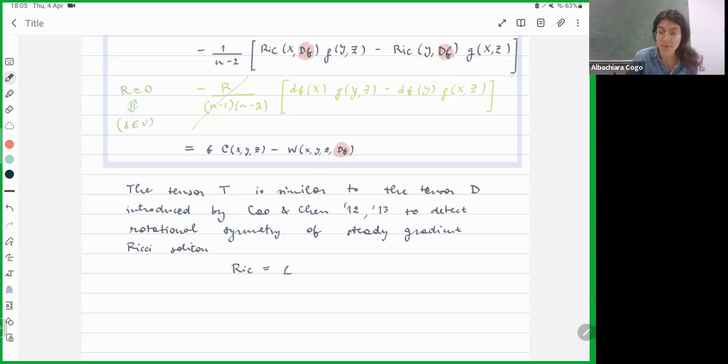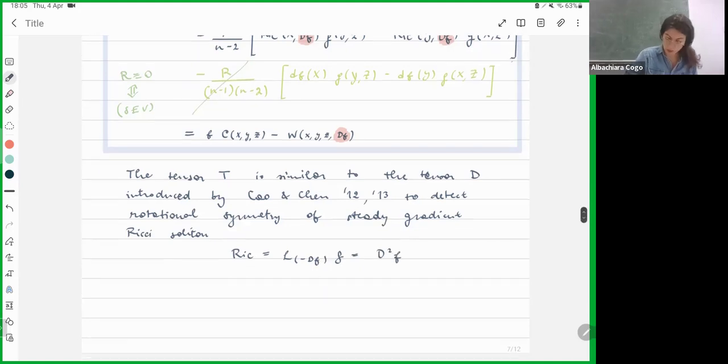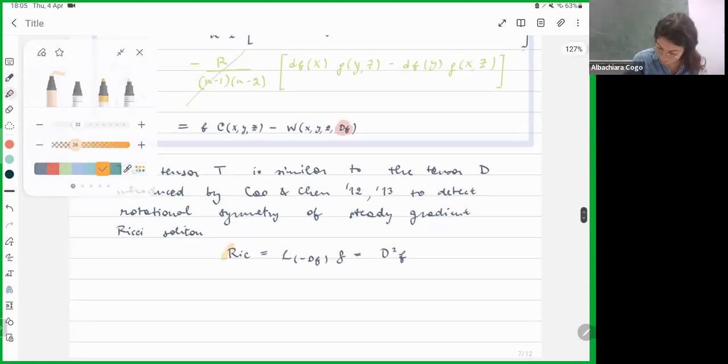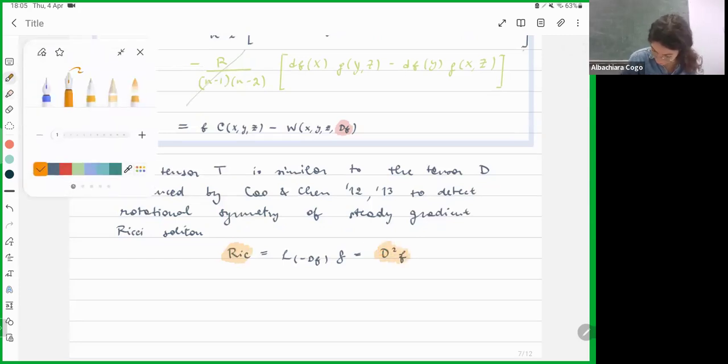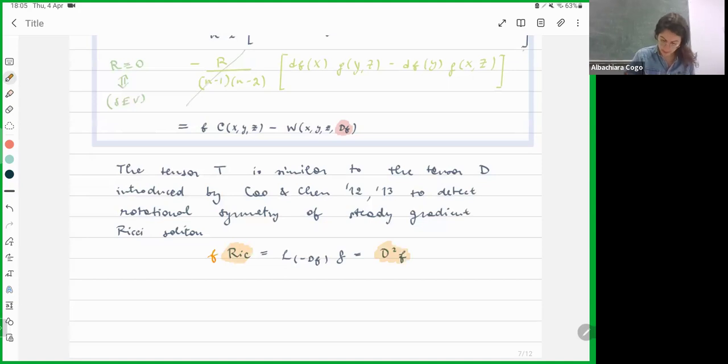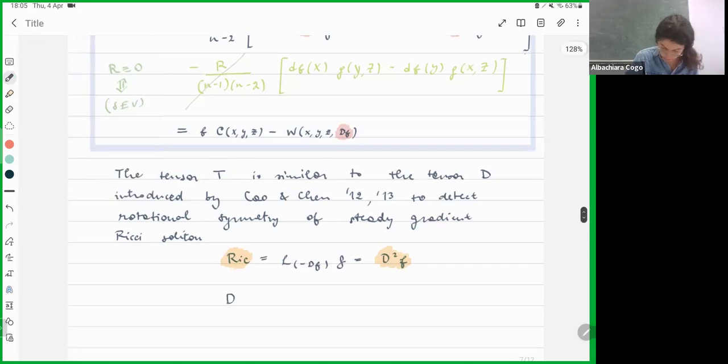So I just want to mention that this has been employed for steady Ricci solitons, which satisfy this equation, very similar to the static Einstein equation, except that you will have an f appearing here. So this is somehow different. And the tensor that I'm using is also the Cotton tensor without the f appearing, again minus the Weyl tensor computed at the gradient of f. Okay.